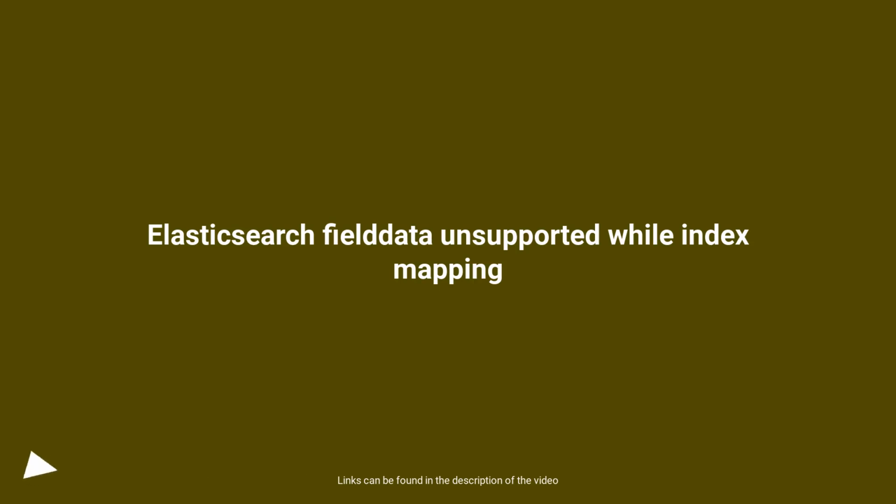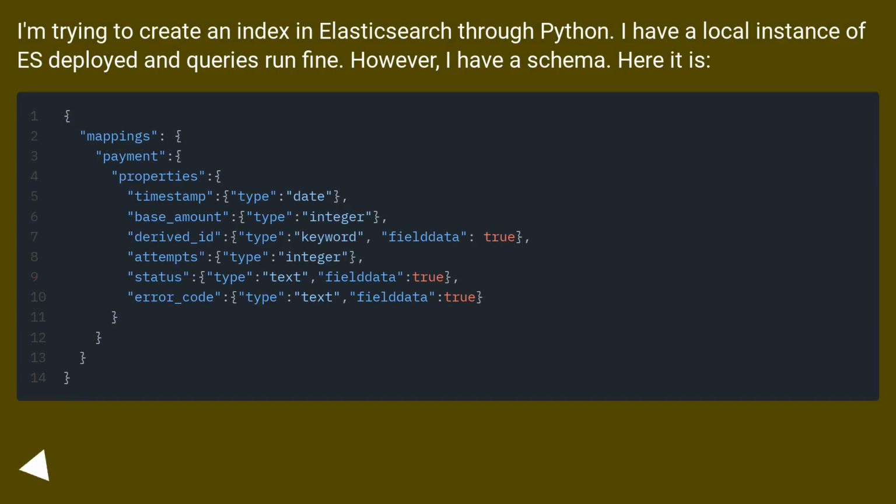Elasticsearch field data unsupported while index mapping. I'm trying to create an index in Elasticsearch through Python. I have a local instance of Elasticsearch deployed and queries run fine. However, I have a schema. Here it is.